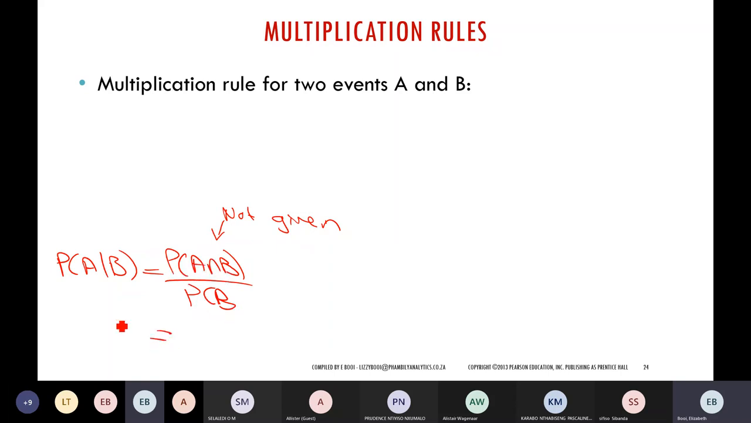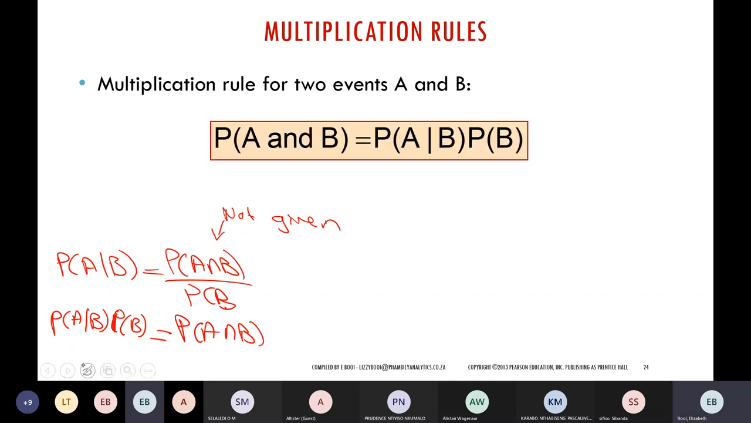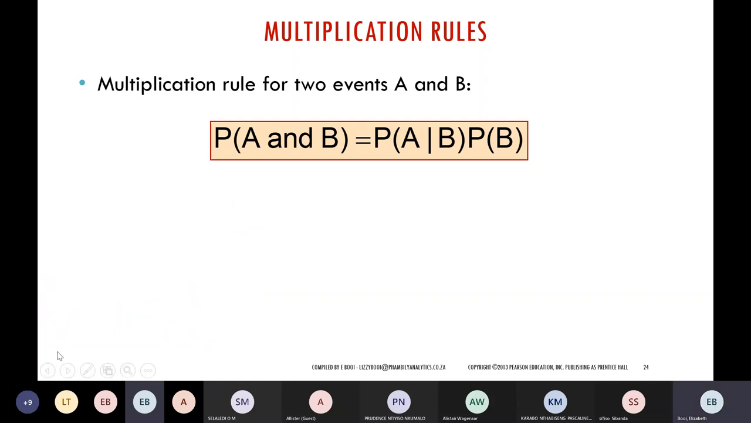They give you the probability of B, therefore we can find the probability of A and B by just saying the probability of A given B times the probability of B. When we bring the probability of B from this side to the other side, we multiply, and this side we will be left with the probability of A and B. And that is the multiplication rule. So the probability of A and B is equal to the probability of A given B multiplied by the probability of B. And if I take the probability of B underneath, dividing by it, you will see that we end up with the conditional probability.